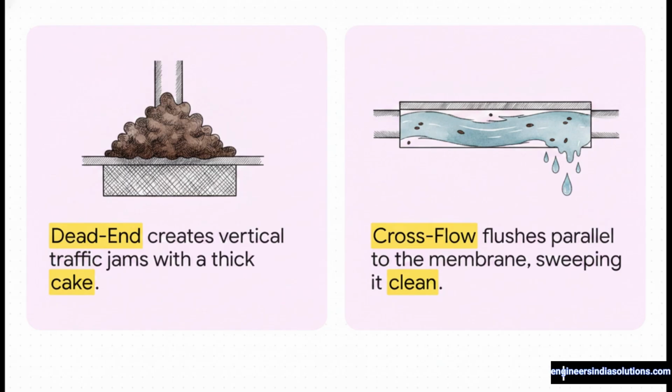Cross-flow filtration, on the other hand, turns the fluid horizontally. The liquid flows tangentially, perfectly parallel to the membrane. It's essentially like a sweeping river that naturally flushes the cake away as it filters.